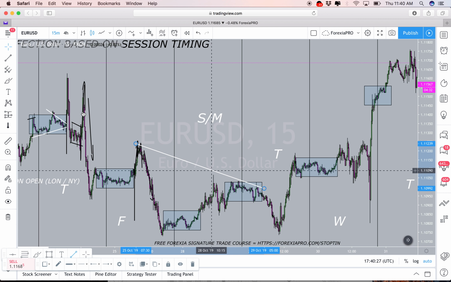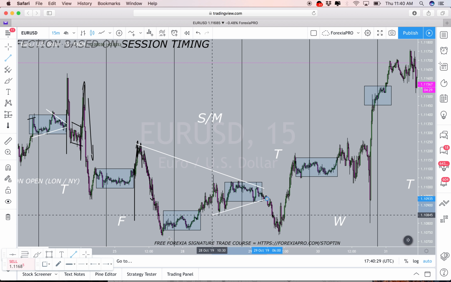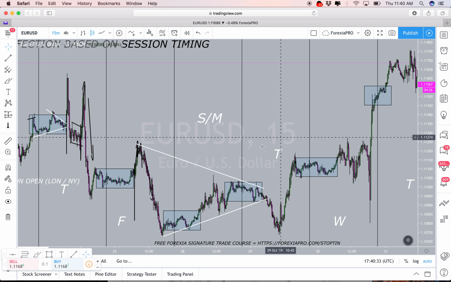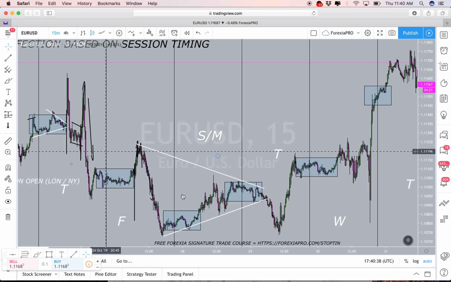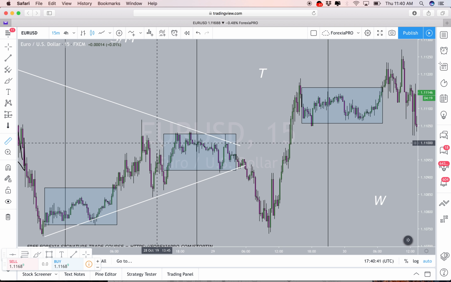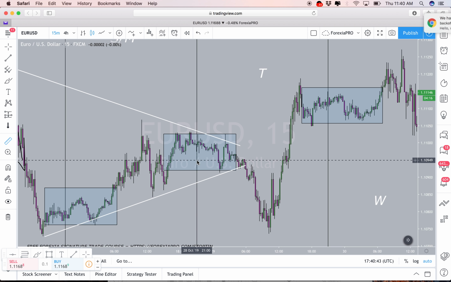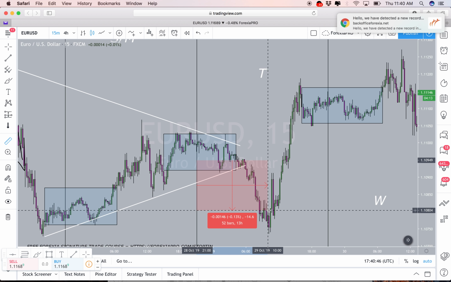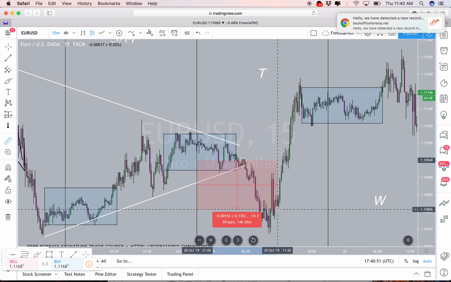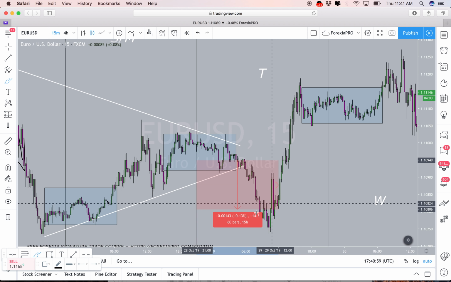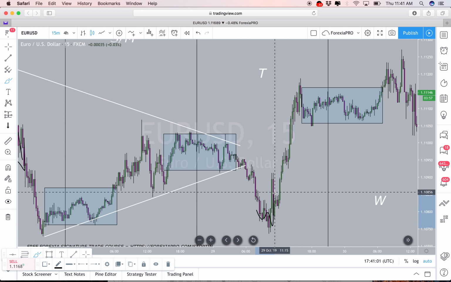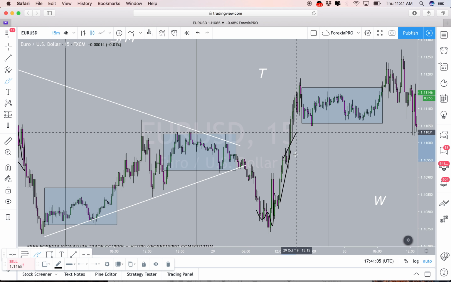Check this beauty out. Signature trade, Tuesday session reversal off of Sunday, Monday's lows. And this happened exactly, Asian session, consolidation, exactly right here is New York session open. W formation off the low and reverse.